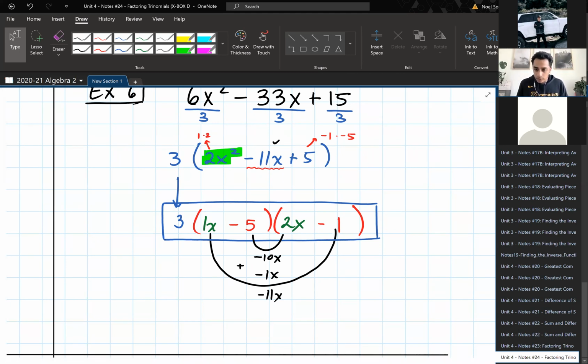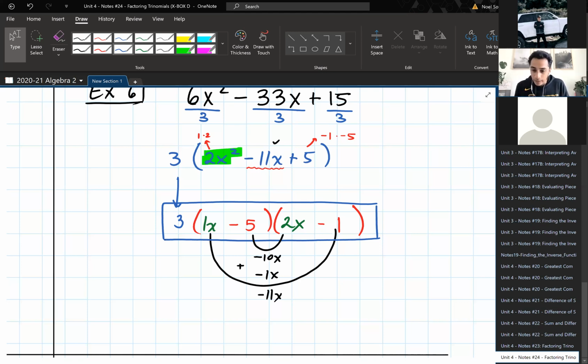Would 2x minus 3 times 3x minus 5 be incorrect? That would be incorrect, yeah. Because your middle terms would not add up to be negative 33. Your middle term would have added up to be negative 19x, not negative 33x. So that would be incorrect.